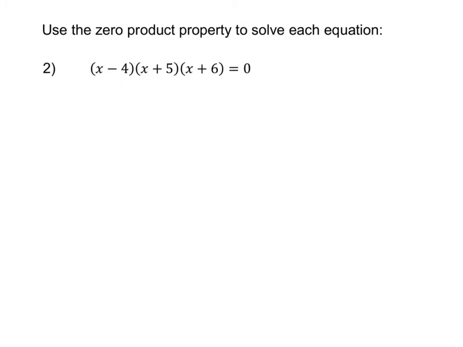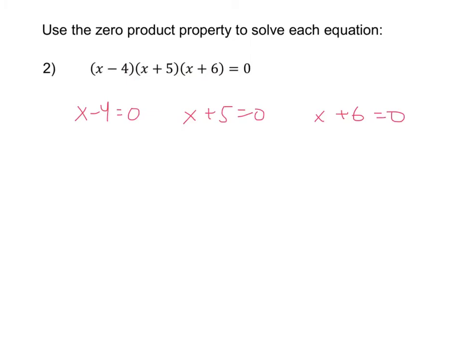Let's take a look at this one. x times the quantity x minus 4 times x plus 5 times x plus 6 equals 0. Right? Well, let's think about this. Again, we've got a multiplication problem equal to 0. What does the zero product property tell us? Well, it tells us that if I have something times something times something equal to 0, the only way that this is going to be true is if one of these things is equal to 0. So in other words, it's possible that x minus 4 could be equal to 0, x plus 5 could be equal to 0, or x plus 6 could be equal to 0.